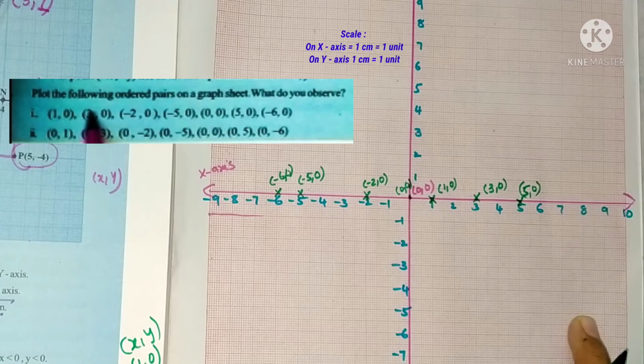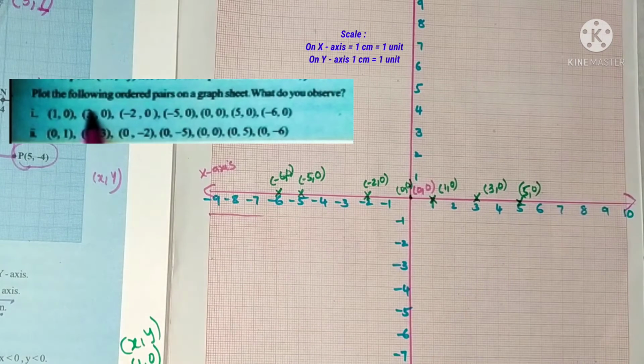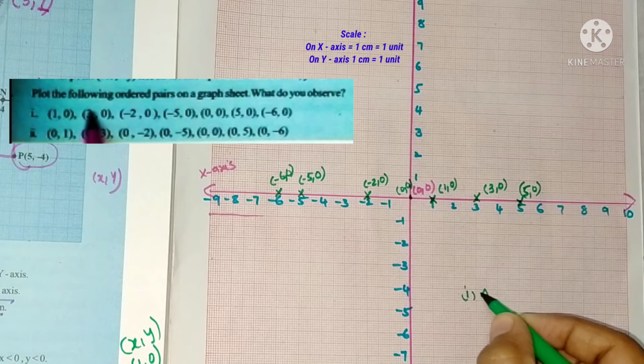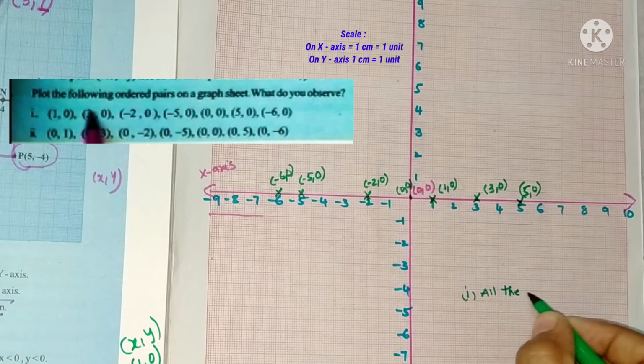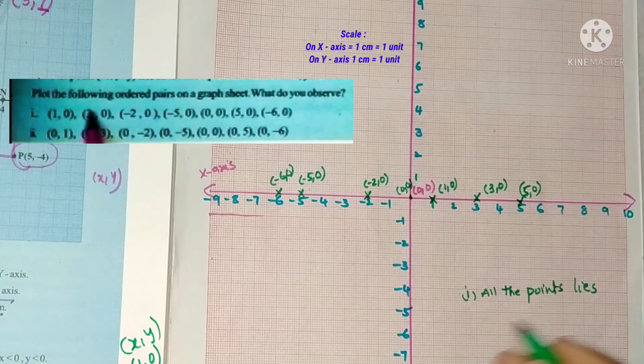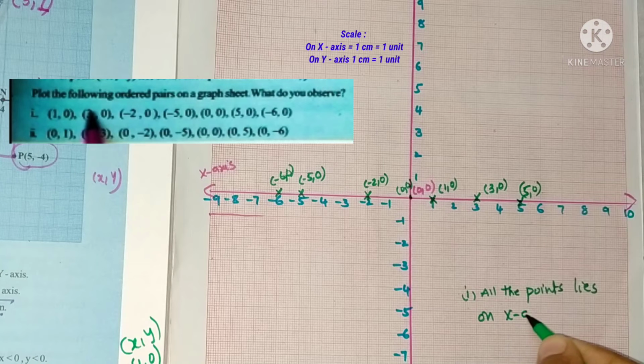And what do you observe? In the first one, all the points lie on the x-axis. That's what we observed. All the points lie on the x-axis.